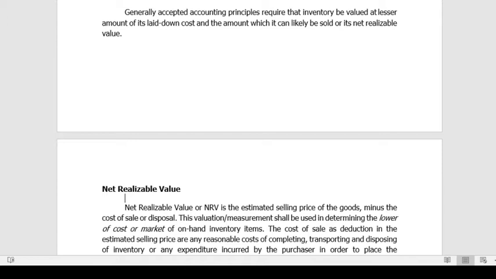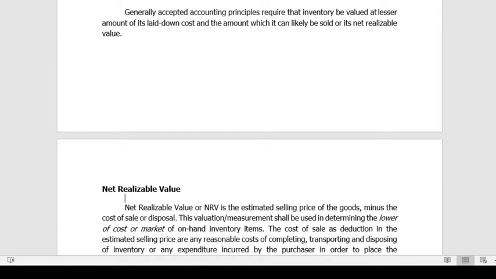Kasi kung ang naka-reflect dyan is 1 million, wherein in actual practice, in the actual field, in the market, ay mabibenta mo na lang pala yan at 800,000. So, ibig sabihin, the financial statement is misstated or the inventory is overstated. So, it does not reflect the actual amount it is supposed to be reflecting.